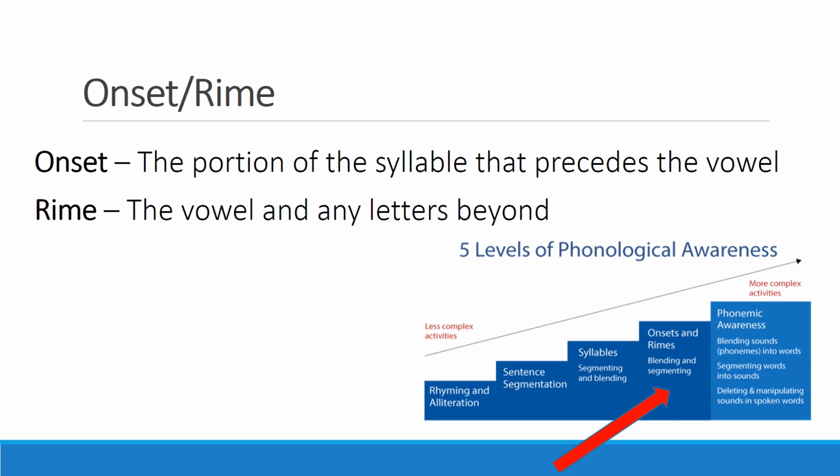Another level of phonological awareness activities are onsets and rhymes. An onset is the portion of a syllable that precedes the vowel. The rime, R-I-M-E, not to be confused with rhyme, R-H-Y-M-E, is the vowel and any letters beyond.